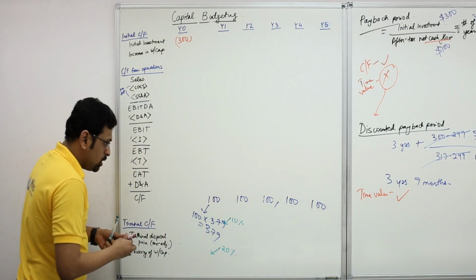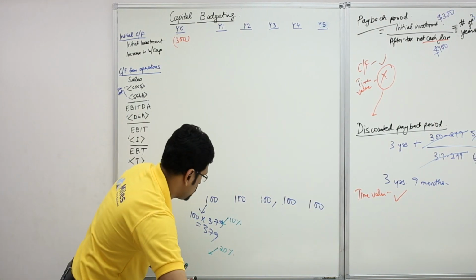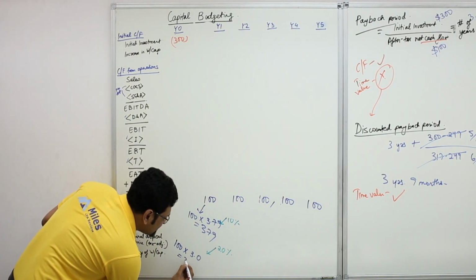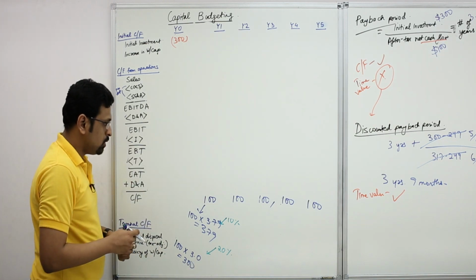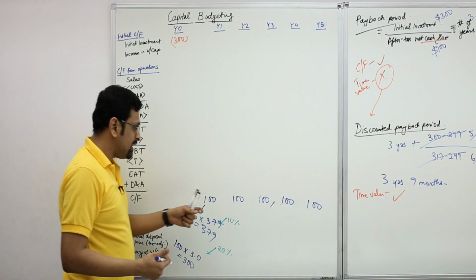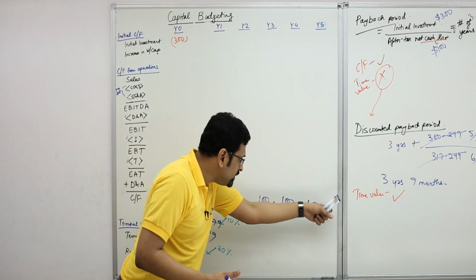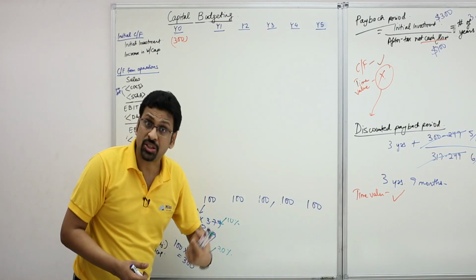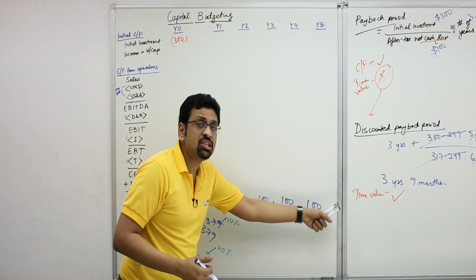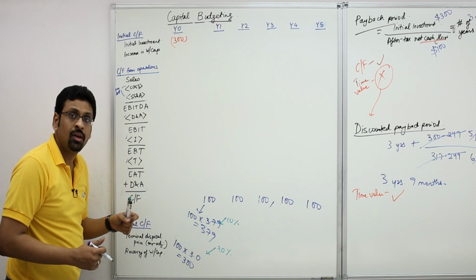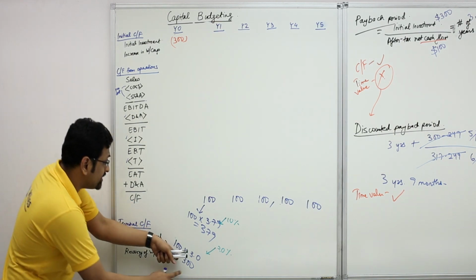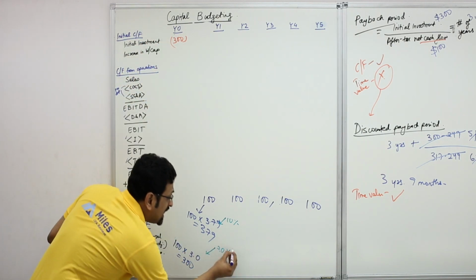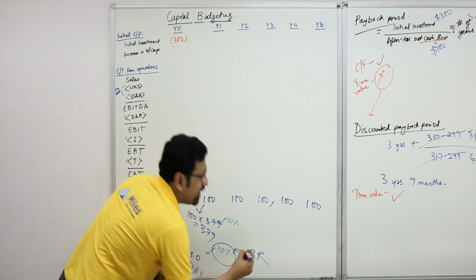So let's do that. So that would be 100 into 3.0, that gives us $300. So at a discount rate of 10%, the present value of these cash flows was $379. At a discount rate of 20%, the present value of these cash flows is $300. Wow, this $300, this is the same as the cash outflow. So guys, this 20%, this is the IRR for this project.